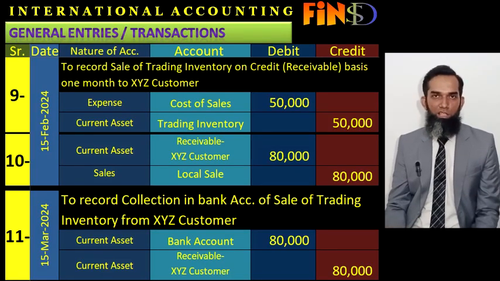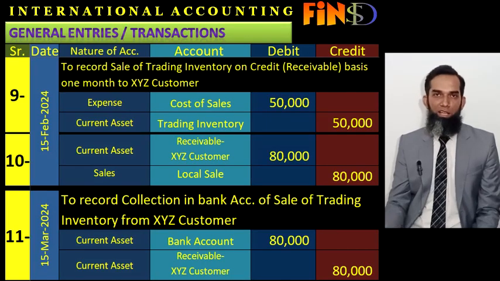The business is collecting the check from that customer, and that is of rupees 80,000. The accountant had recorded the customer's sales value as rupees 80,000, and that amount is now collected in the bank, rupees 80,000.